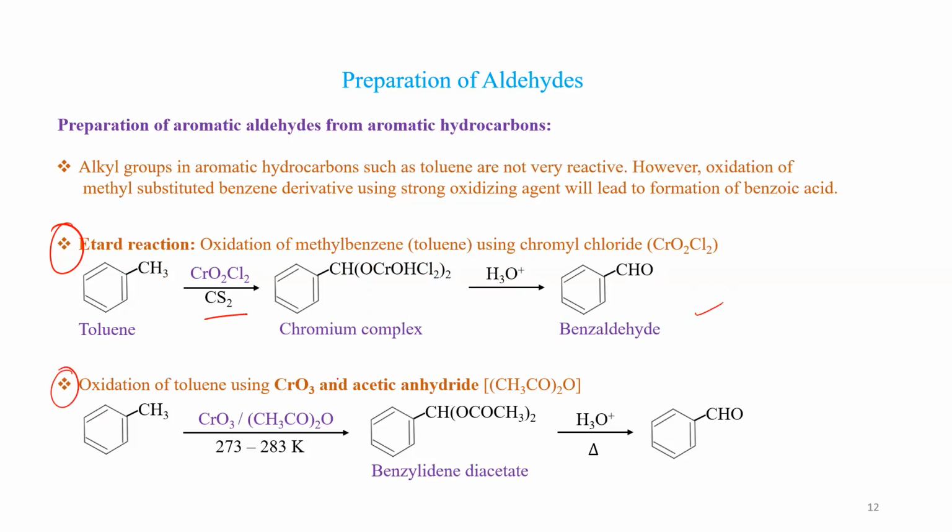Then oxidation of toluene using chromium trioxide and acetic anhydride. So toluene will react with chromium trioxide and acetic anhydride. Both are required at low temperature, 273 to 283 Kelvin, 0 to 10 degrees Celsius.